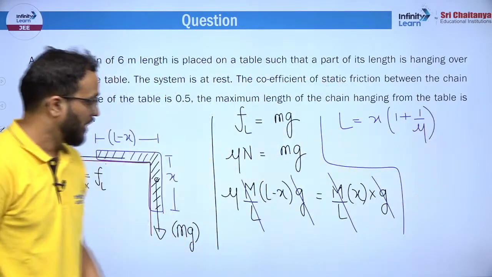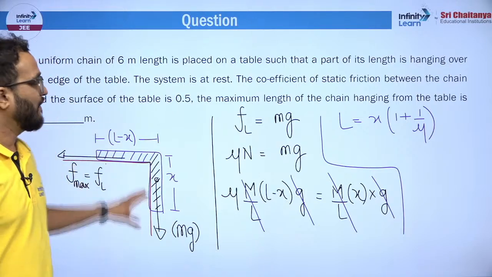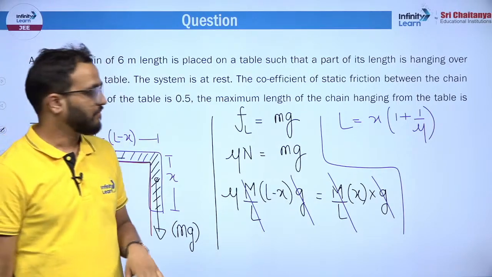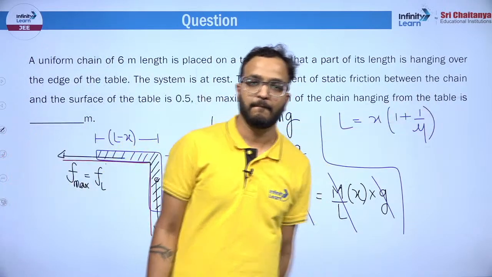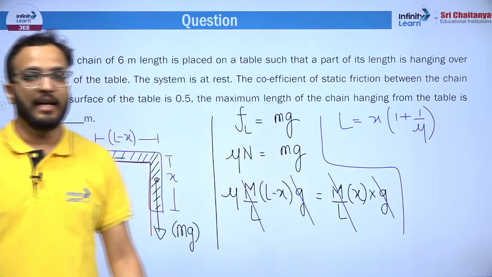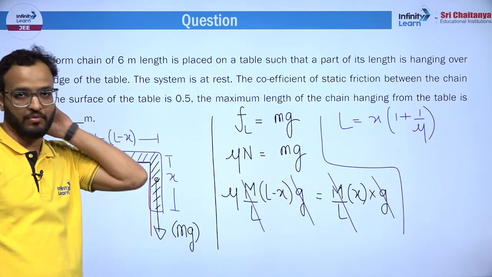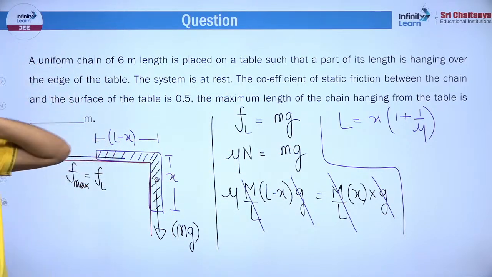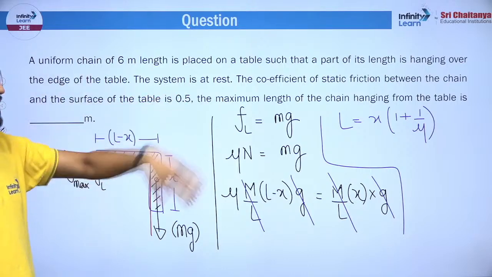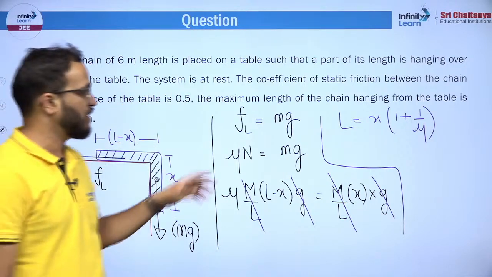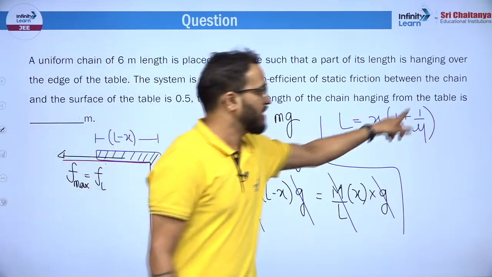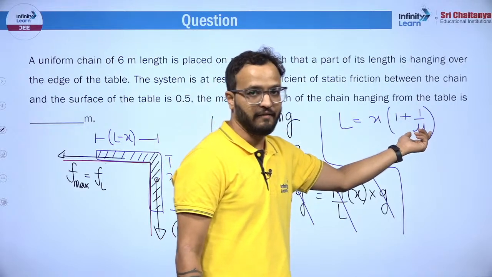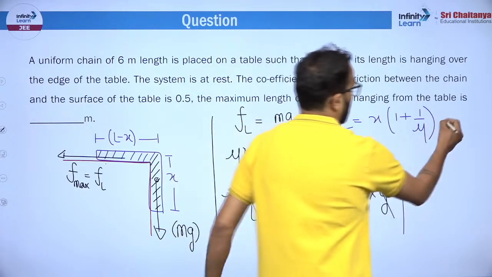Now what I do is, whenever I teach this concept, I tell my students to remember this result directly. L is equal to x into 1 plus 1 by mu, right? So what is mu? Mu is 0.5 here, right? So x into 1 plus 1 by 0.5. 0.5 is half. So it's like 1 plus 2, 3. So it will be 3x.